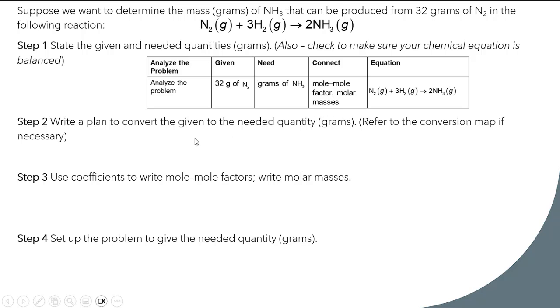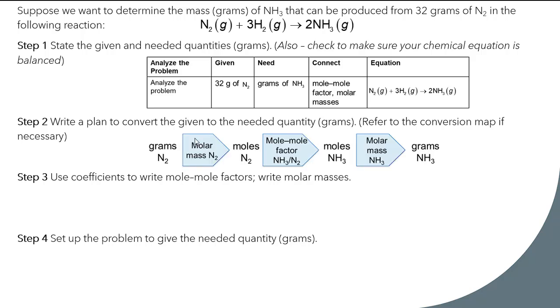So our next step then is to write our plan to convert the given to the needed quantities. Again, refer to that conversion map if necessary, but the plan you should get is this, starting with our known substance A, which is N2. We're going to start with grams of N2. We need the molar mass of N2 to convert to moles of N2 or nitrogen. Then we need the mole to mole factor relating ammonia to nitrogen to go to moles of ammonia. Once we're in moles of ammonia, we then use the molar mass of ammonia to get to grams of ammonia.